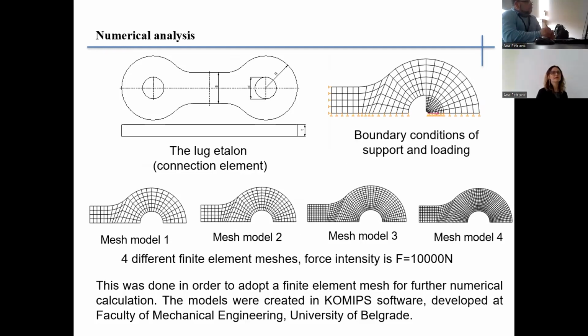You can see the lug, that is the connection element, the boundary conditions of support and loading, and 4 different finite element meshes. Force intensity was 10,000 newtons. This was done in order to adopt the finite element mesh for further numerical calculation. The model was created in COMI software, developed at the Faculty of Mechanical Engineering, University of Belgrade.